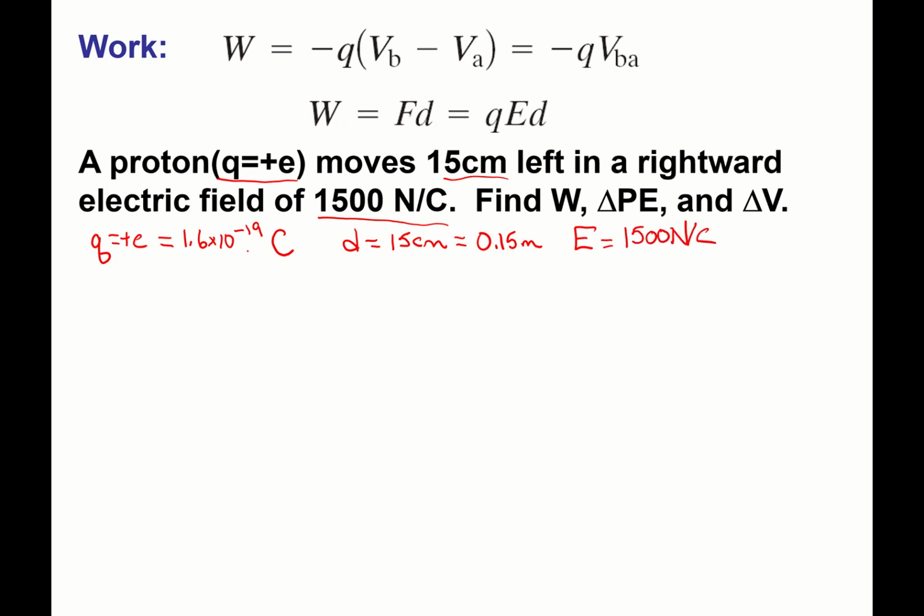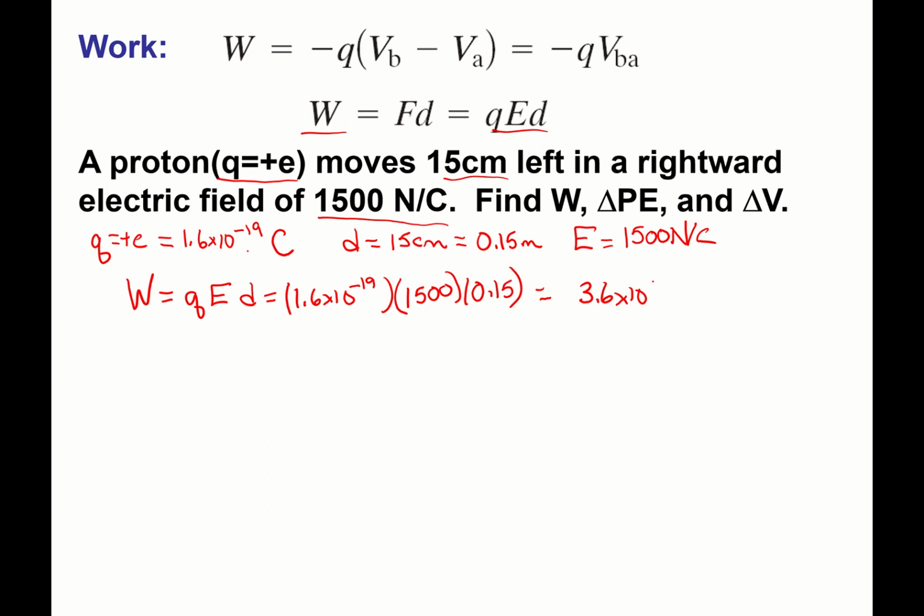So I know Q, E, and d, and I'm asked to find the work. So if I look at the equations that I have up above, work is equal to QEd, so that's easy. I've got all of those. It's just a matter of plug and chug. So work is Q times E times d. So it's 1.6 times 10 to the minus 19 is my Q, times E, 1500, times d, 0.15. And if I put that in, I get 3.6 times 10 to the minus 18, and the units for work is joules.